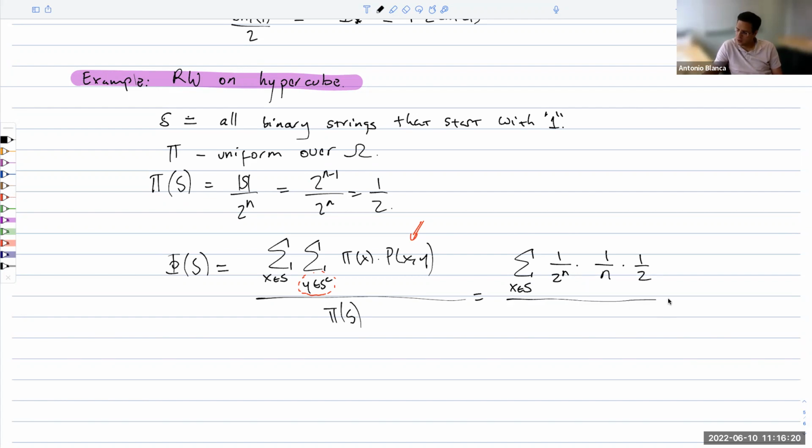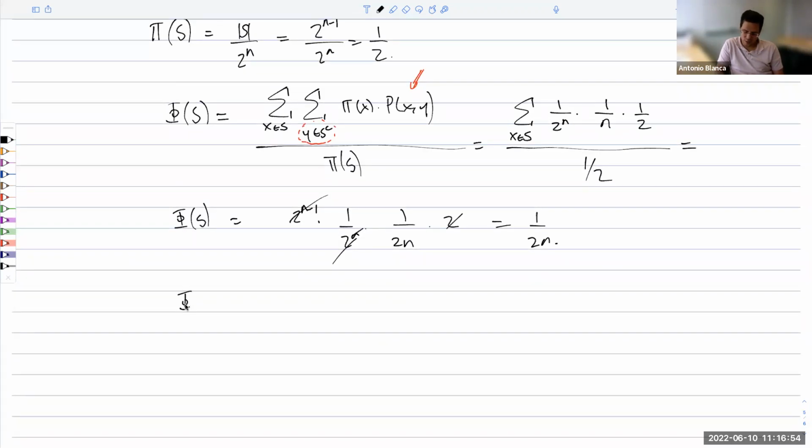Okay? And now we saw right here that pi of S is 1. Okay, and now we finish up the calculation here. The number of X in S is 2 to the n minus 1. So you get 2 to the n minus 1 times 1 over 2 to the n, 1 over 2n times 2. And you get all this cancellation. This is 1 over 2n, right? So this is the conductance of S.